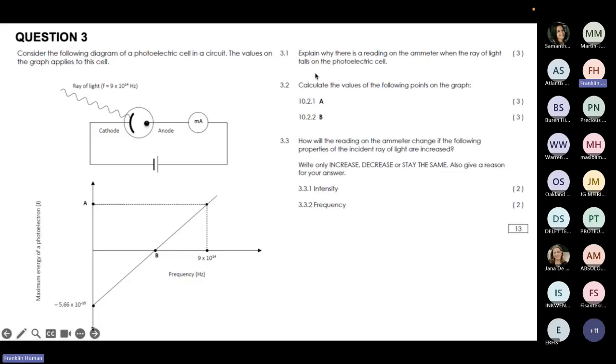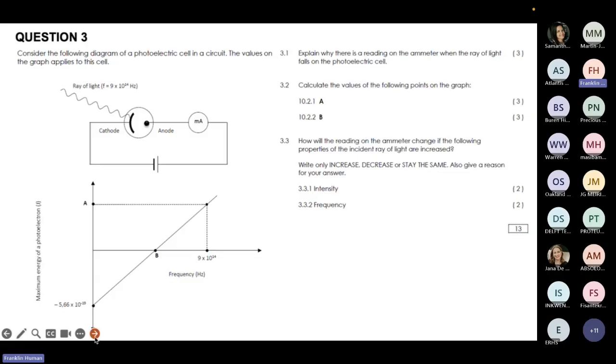Right, so let's go look at the questions. Explain why there is a reading on the ammeter when the ray of light falls on the photoelectric cell. So when this ray of light hits the cathode, the question is, why is there a reading on this ammeter over here? You can see that the ammeter will take measurements in milliamperes, so it's a tiny current that will be measured by this ammeter. And that is for 3 marks.